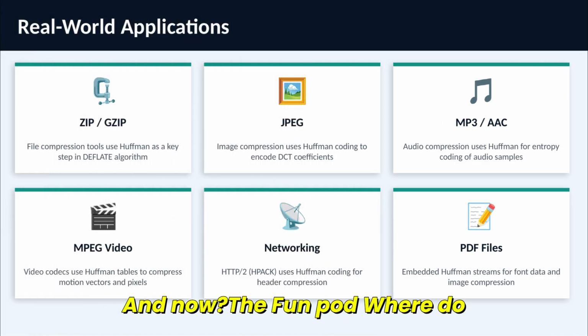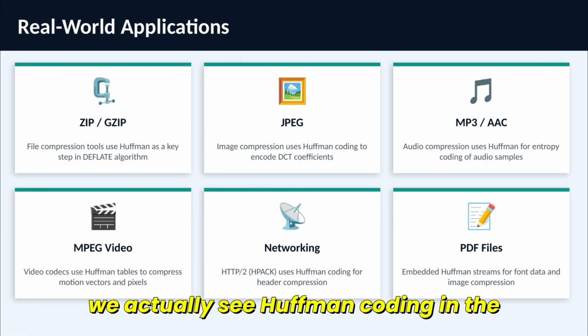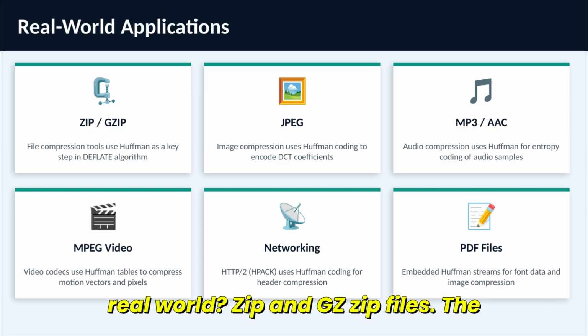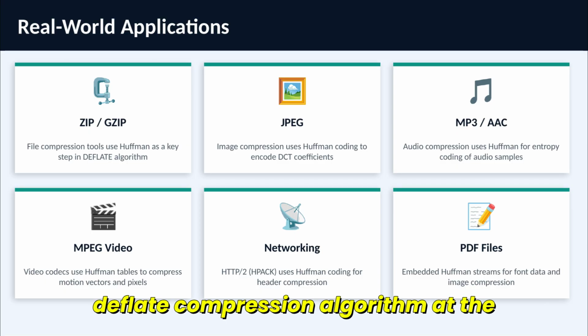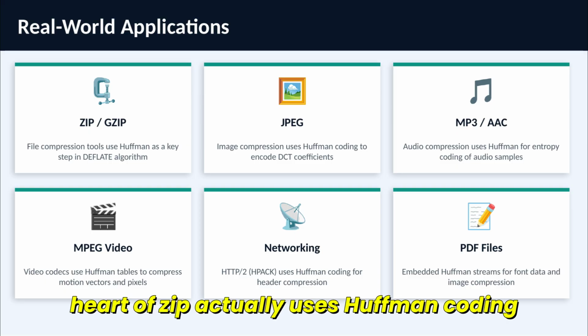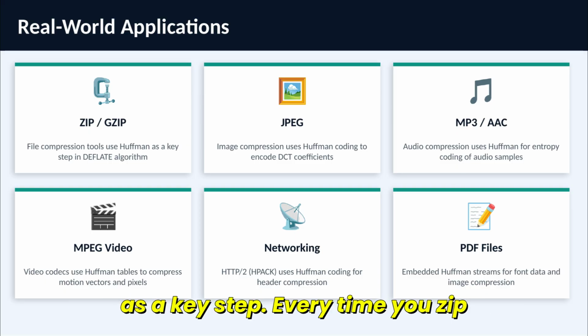And now, the fun part. Where do we actually see Huffman coding in the real world? Zip and gzip files. The deflate compression algorithm at the heart of zip actually uses Huffman coding as a key step. Every time you zip a folder, Huffman is working.